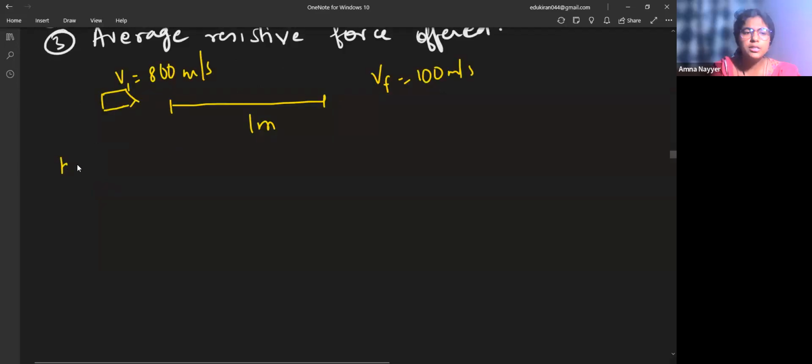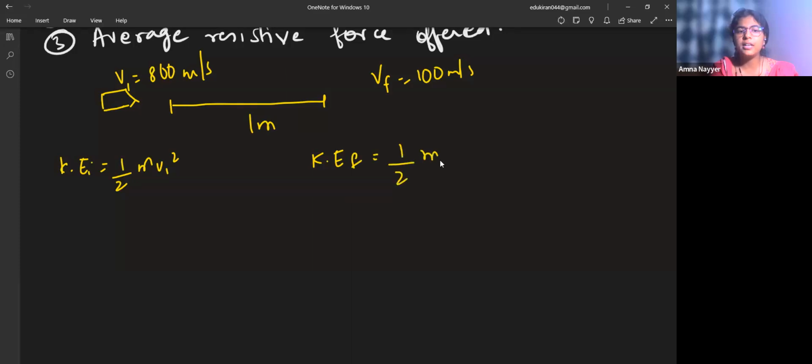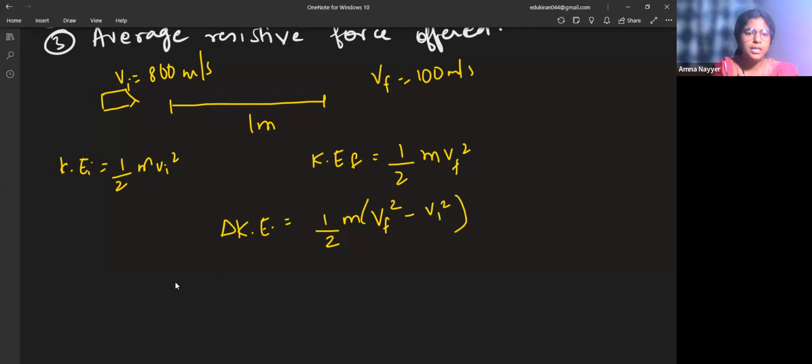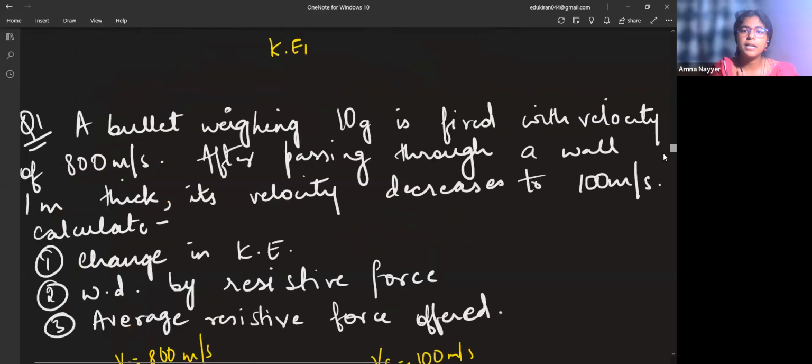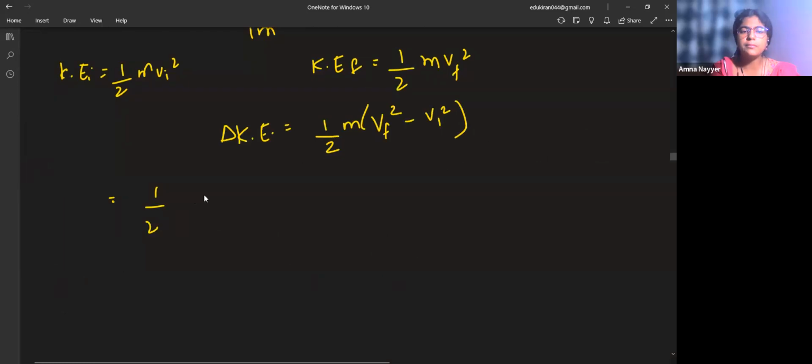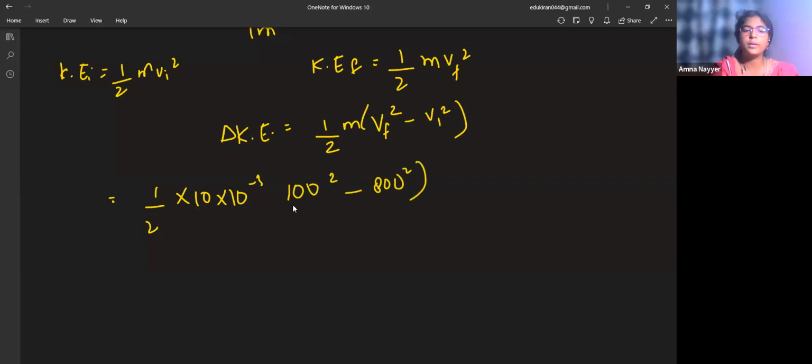Change in kinetic energy is not difficult. See, initial kinetic energy is half m v initial square. What is final kinetic energy? Half m v final square, right? So change in kinetic energy will be half m times v final square minus v initial square. So let's put in the values. Half, mass is given 10 grams. So we have to convert 10 grams, that becomes 10 into 10 to the power minus 3 kg. Final velocity is 100 square minus initial was 800 square.